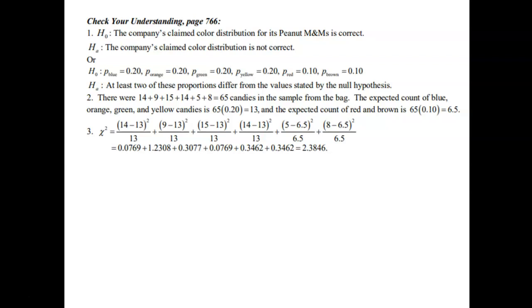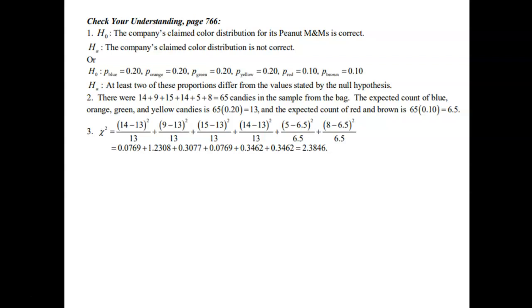All right, so for part two, what they did is they found the expected values by taking the proportions and multiplying them by 65. So that's what you're seeing there. For most of them, a 20% proportion was expected. So 65 times 20% is 13. And then the red and brown show up a little less frequently, at 10%. So 65 times 10% is 6.5. So those are the expected values for the various colors for the peanut M&Ms. That's interesting, I wonder why.